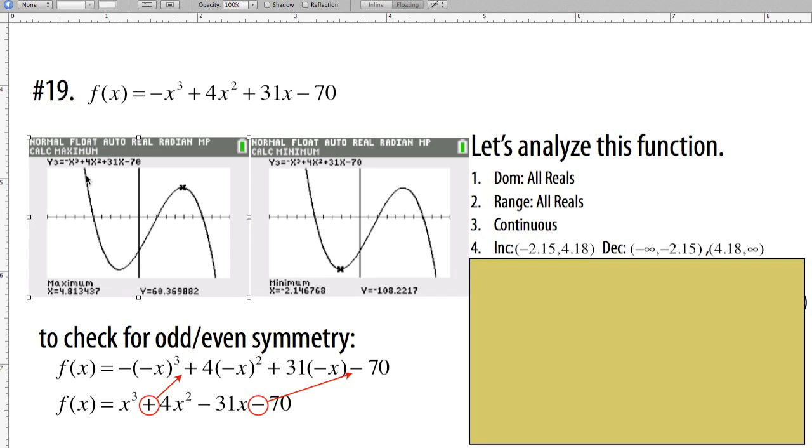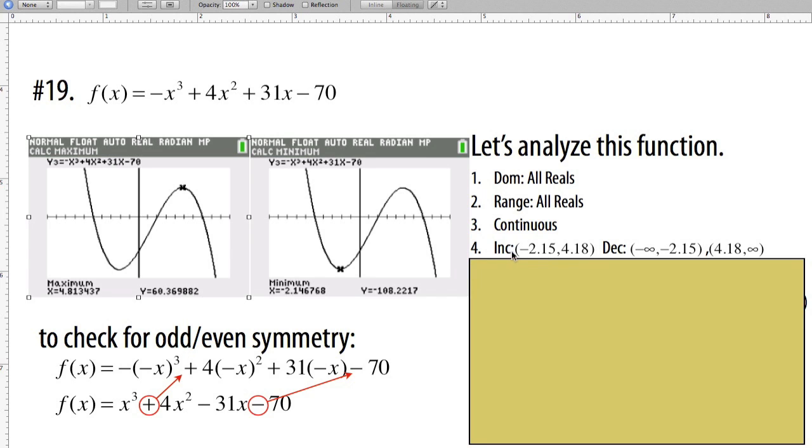Remember, it's as if you're walking along the curve. What would you say in terms of increasing or decreasing? If you're headed down, that would be decreasing. Headed up, that's increasing, and so forth. So let's look over here. For increasing, I went ahead and used my minimum and maximum functions in the calculator, and I found the minimum value to be negative 2.15 and negative 108.22. The maximum 4.813 and 60.37 or so. Those two things.